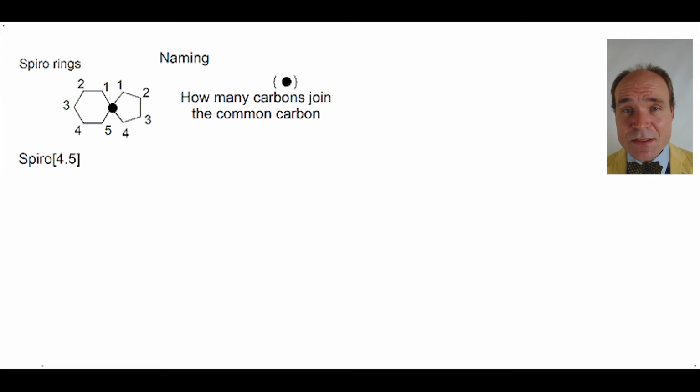Lastly, we need to consider the total number of carbons in the molecule. So that's 10 carbons, decane. The systematic IUPAC name for this molecule, therefore, is going to be Spiro 4,5-decane. Now, very much like the fused and the bridged rings, we also find Spiro rings in nature.